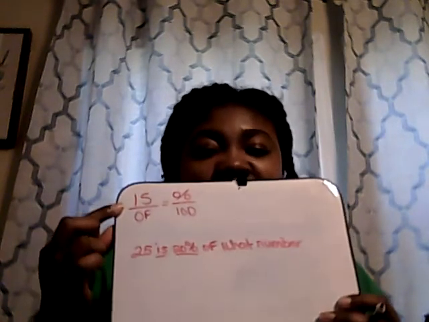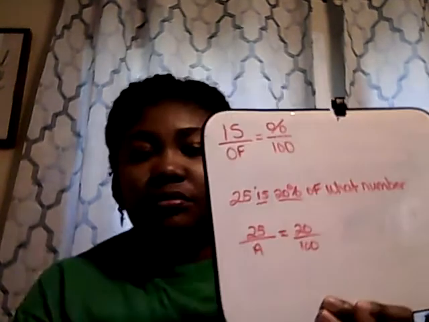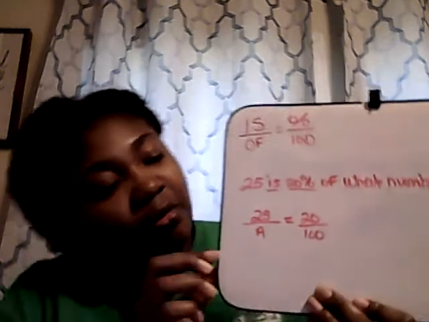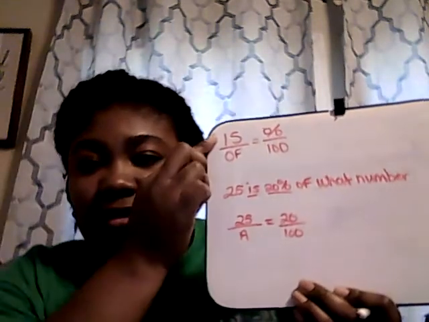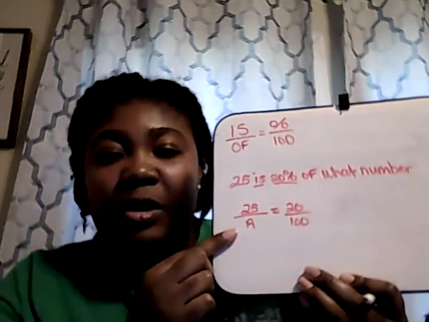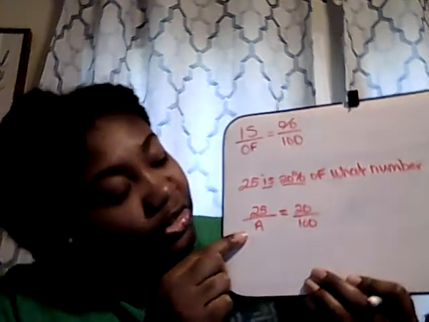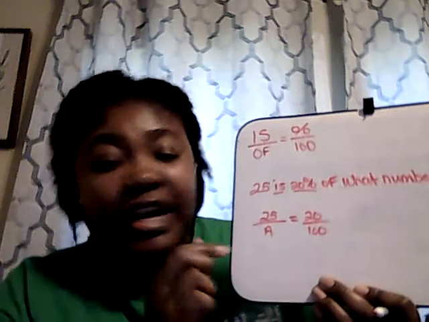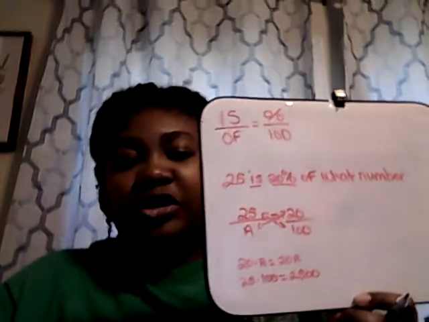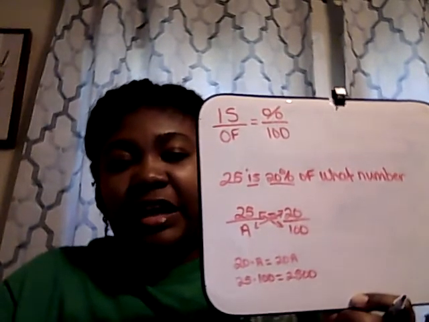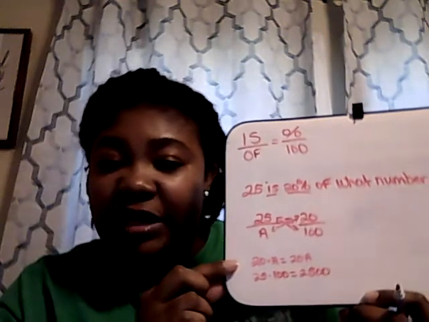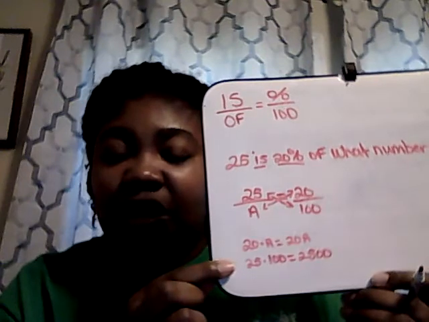Okay, so I'm going to go ahead and plug it into the equation. Like I said, it gave us the is, so I put 25 there in the place of is, on top. Then we're looking for the of, so I placed my A where I'm looking for the of, and it gave us the percent, which is 20, so I placed 20 in the place of the percent, and of course it's over 100. Now we're going to cross multiply: 25 times 100, and A times 20. So we have 20 times A, which will give you 20A, and then 25 times 100 will give you 2500.